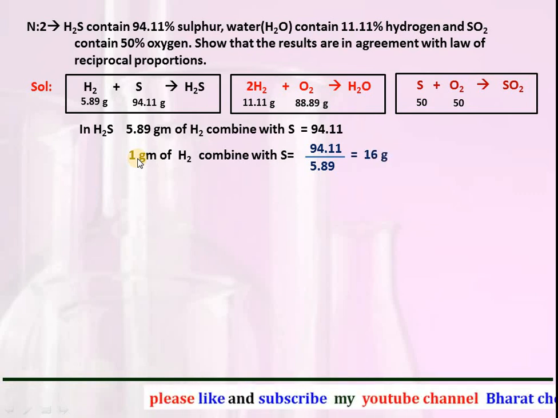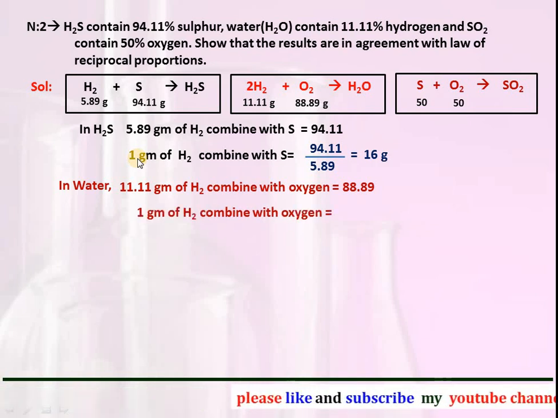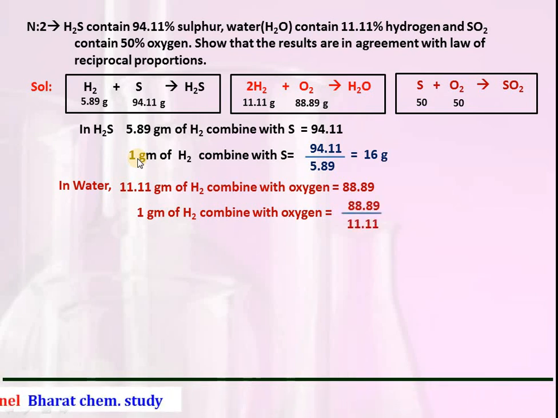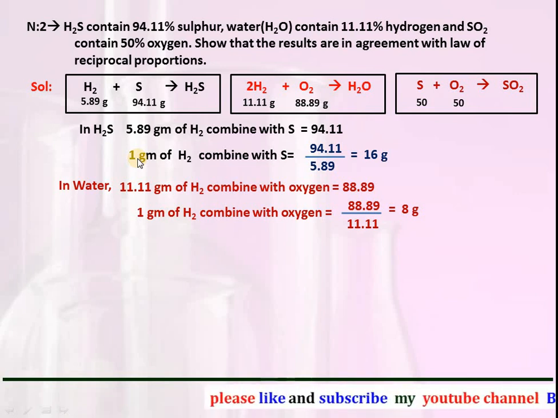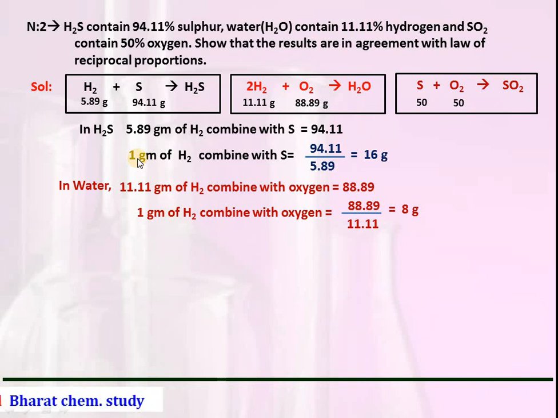equal to 16 gram. In water, 11.11 gram of hydrogen combined with oxygen equal to 88.89. Therefore, 1 gram of hydrogen combined with oxygen is equal to 88.89 divided by 11.11, equal to 8 grams. So now here we have fixed the mass of hydrogen in both the equations as 1 gram, and the mass of the remaining reactant, that is sulfur and oxygen, is calculated.